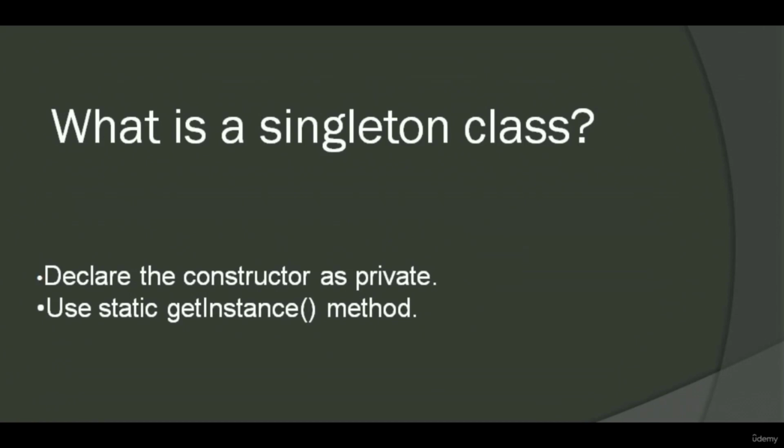What is a singleton class? A singleton class in Java means we cannot create more than one instance of a class. This means we can create only one object for the singleton class. Even if we try to create a second instance, it will refer to the first instance and perform operations based on that. We can create a singleton class by declaring the constructor as private and using a static getInstance method.